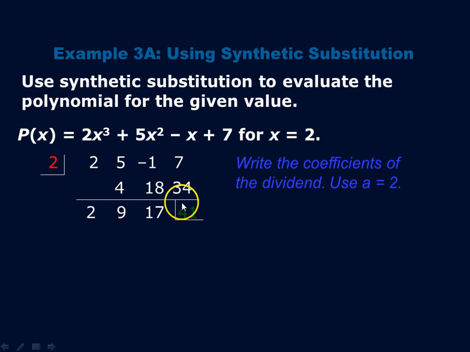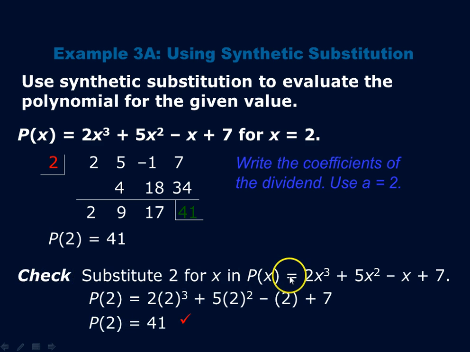Alright, but this time the 41 is not a remainder. What the 41 tells us is if I plug a 2 into this equation, I get 41 for my answer. Now let's check that out. If I plugged a 2 in for x, what do I get? 41.